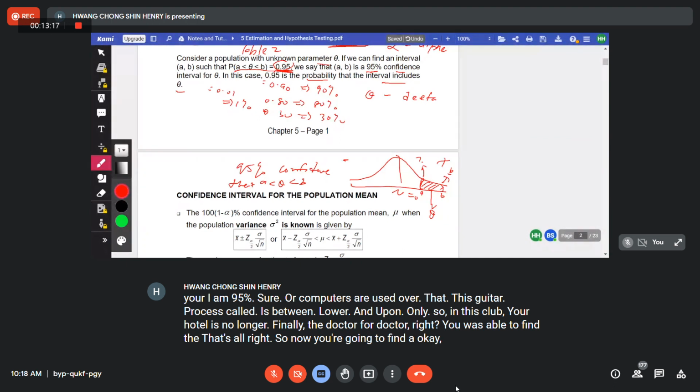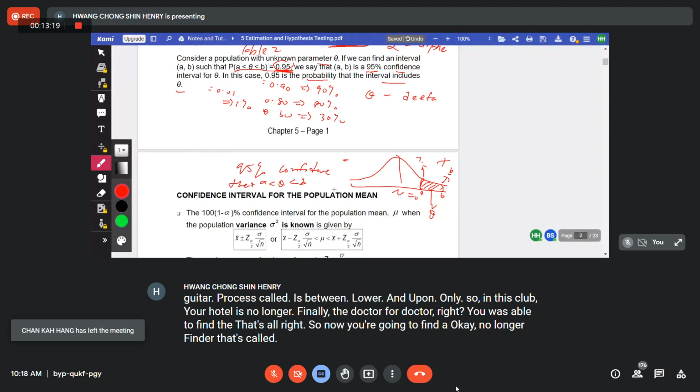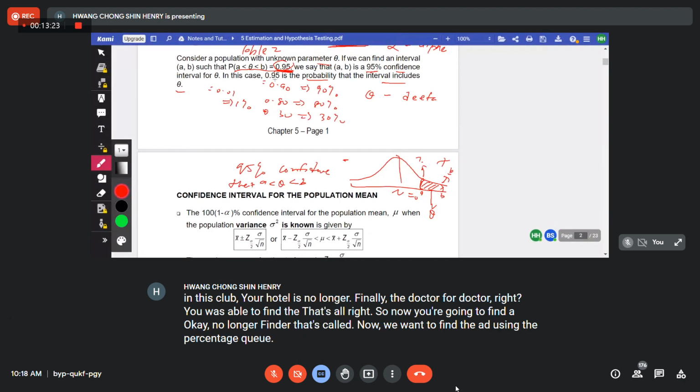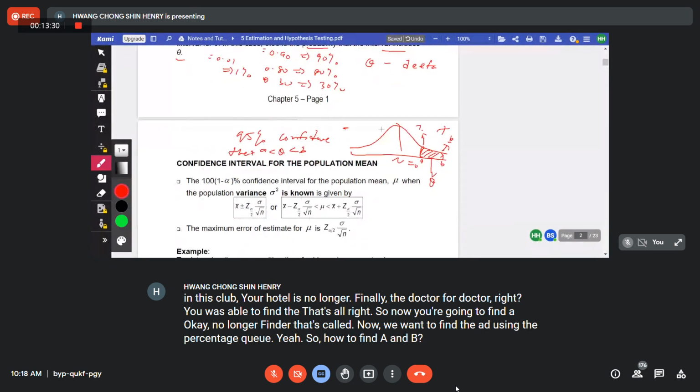Okay, now we no longer need to find the z-score. Now we want to find the A and B using the percentage given. So how to find the A and B? This is the formula.